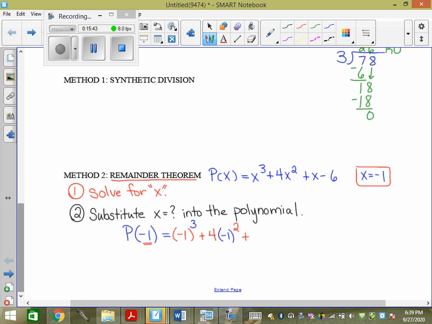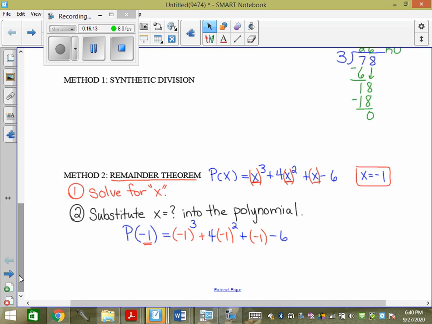I flopped the numbers. Oh my gosh, I was using colors. So then I go 4 -1 squared plus -1 minus 6. So you see I just put -1 in for these x's. And when I substitute, I always put the thing in brackets. Okay? Now this stays the same, P of -1. We can just keep rewriting that. P of -1 equals -1 cubed.